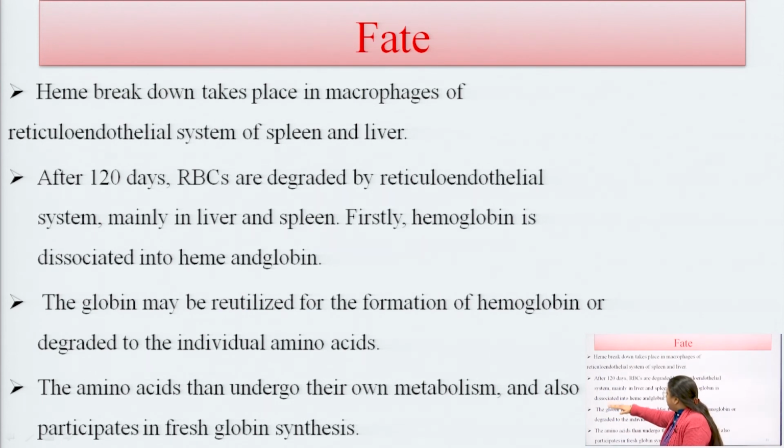Globin can be reutilized for the formation of hemoglobin again, or it can be degraded into its individual amino acids. The amino acids present in that globin undergo metabolism and also participate in fresh globin synthesis. So heme and globin are separated into two different parts, and globin is either used for new hemoglobin or degraded into different amino acids, from which it can be synthesized again.